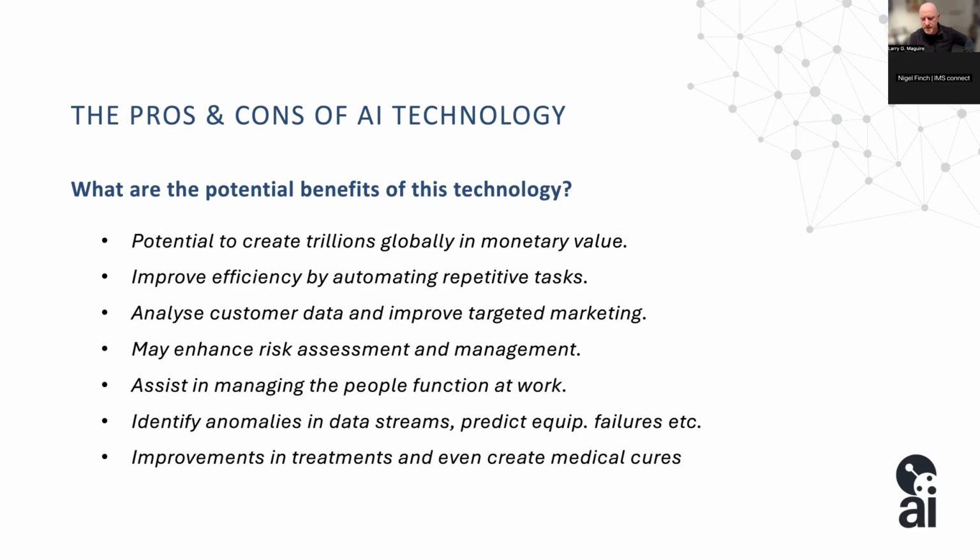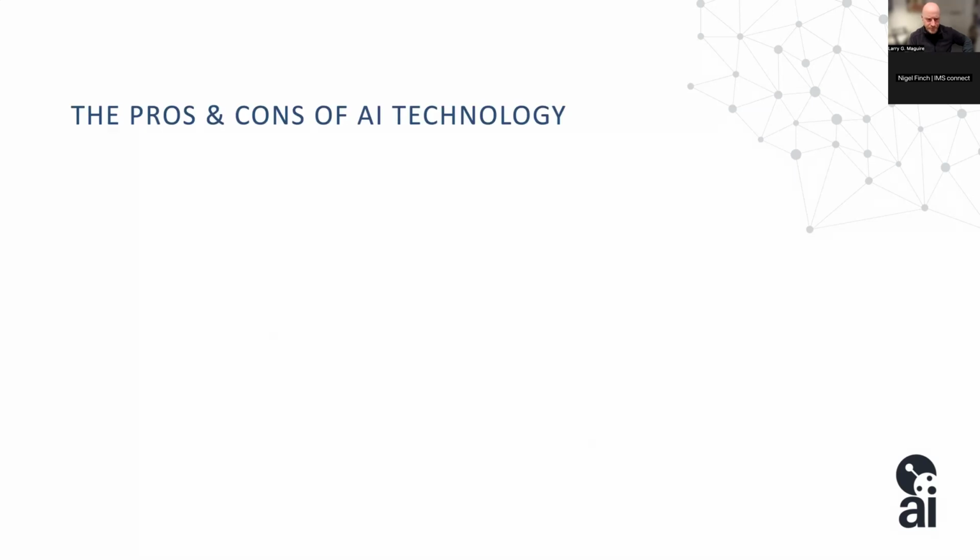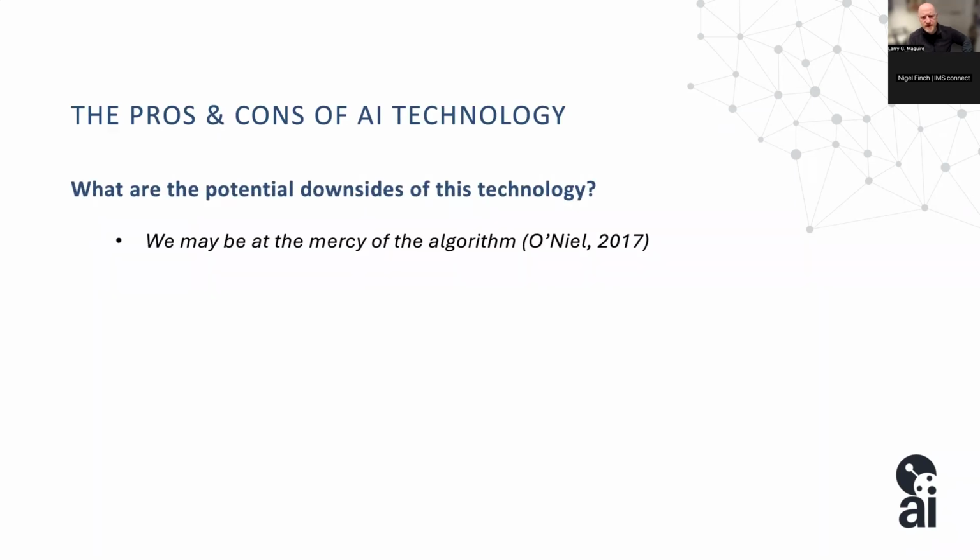Improvements in treatment and medical care for people, possibly. Langer and Landers report these benefits. The downsides: O'Neill suggests we may be at the mercy of the algorithm. In that paper, she suggests that algorithms can be taken from one particular application and applied to another without any foresight or due diligence, and that can be problematic.